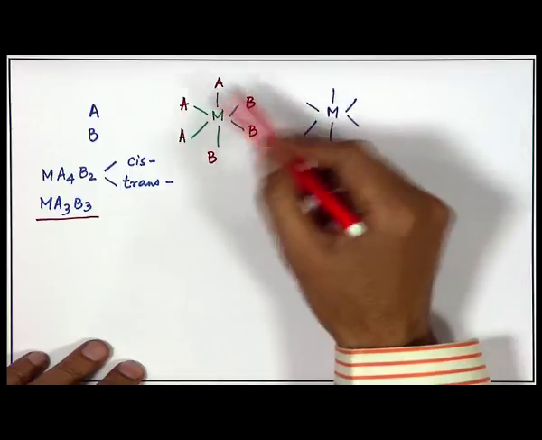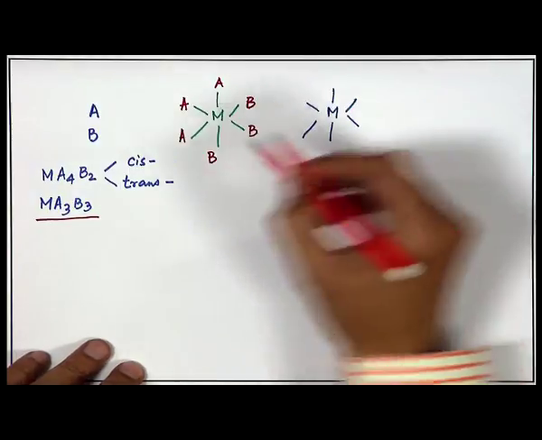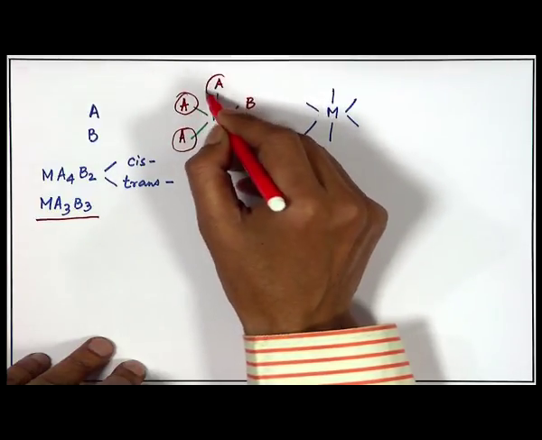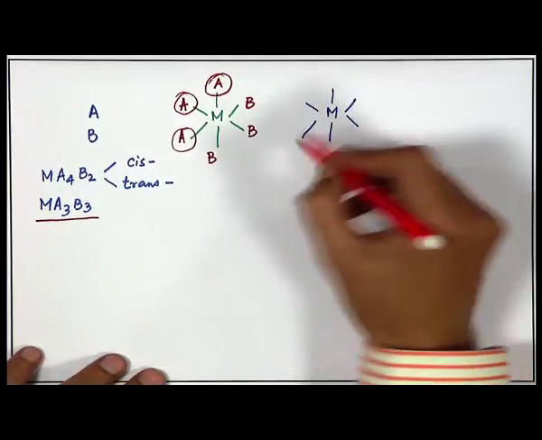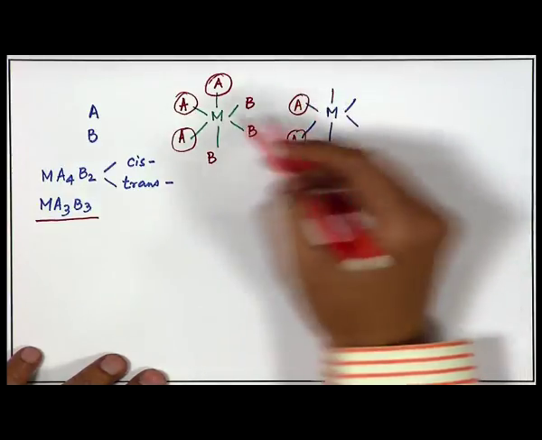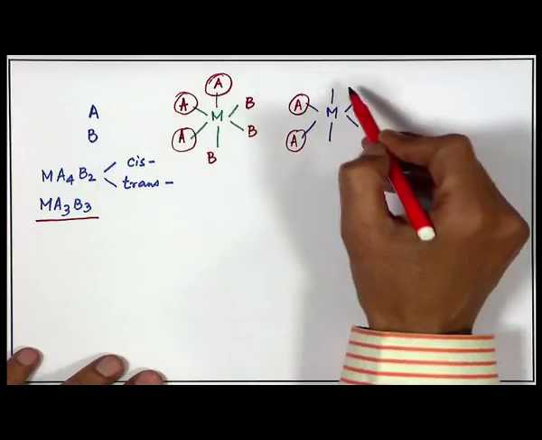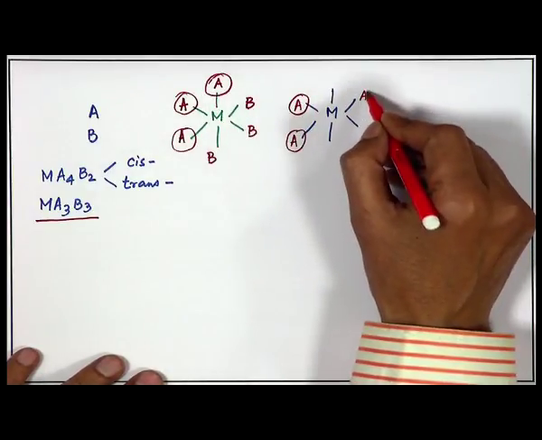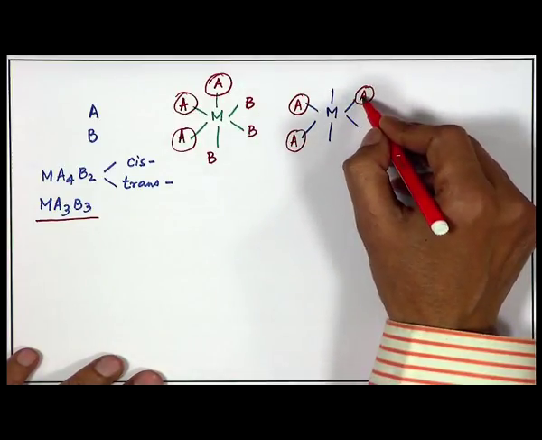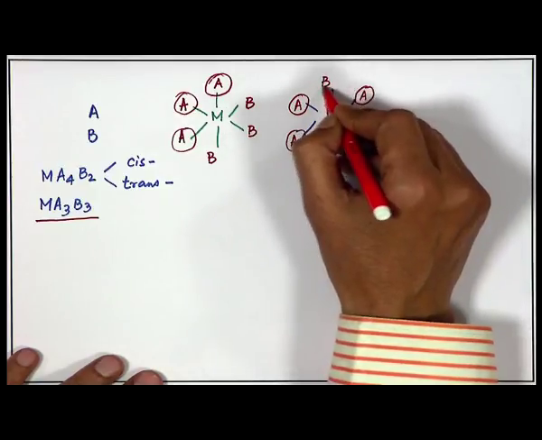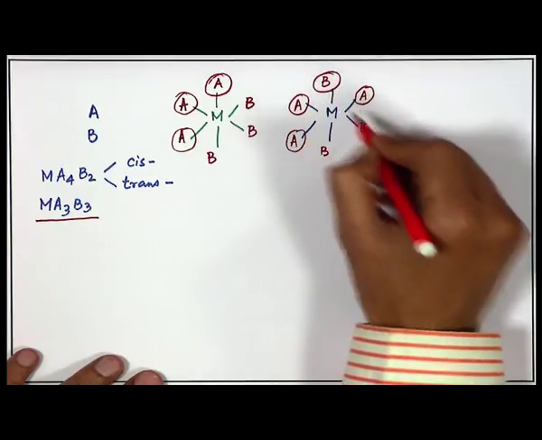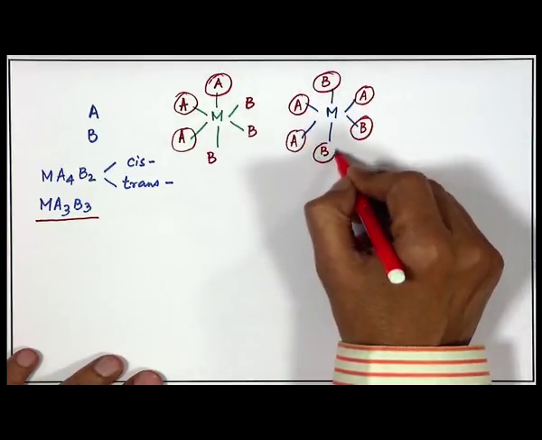How do we differentiate this orientation? This is one ligand, this is the second ligand and this is the third ligand of one type. Now, we put the same A here, the same A here, and the third A we put over here. Obviously, the B which is occupying this particular position will come over here. So, B is there, B is there and B is there. So, these are basically another arrangement.